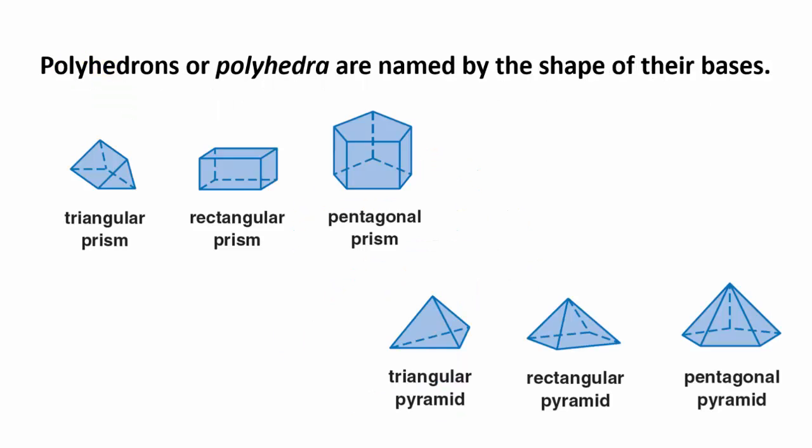We can further identify polyhedrons by the shape of their bases. If we look at these three prisms up here, this first one would be a triangular prism because its bases are going to be triangles. Then we have a rectangular prism and then a pentagonal prism. Again, we look at the shape of their bases, whatever that polygon is, that's what we're going to call that prism. The same thing with the pyramids down here. The base of this triangular pyramid is a triangle. This one's a rectangle. Down here we have a pentagonal pyramid.